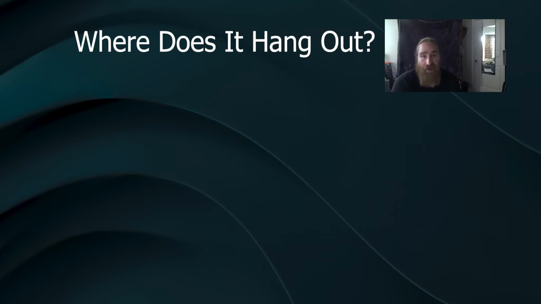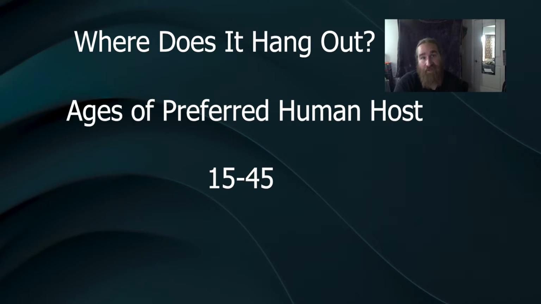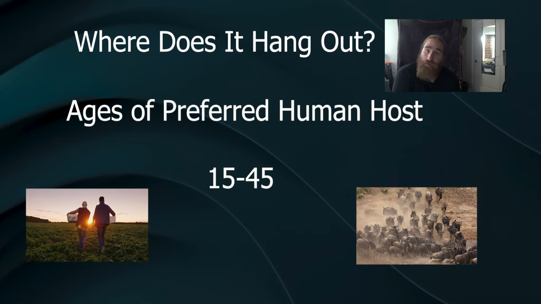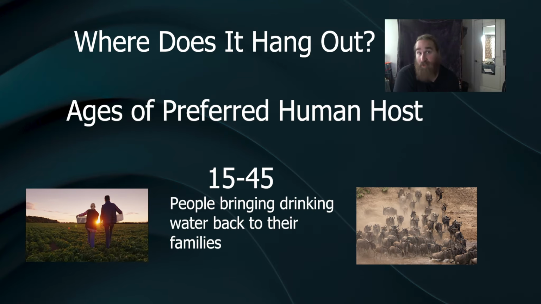And when it comes to the demographics surrounding the guinea worm's preferred human host, it would seem that the guinea worm is something of a picky parasite. Only this isn't just some kid that doesn't like his vegetables. The age range of the preferred human host for the guinea worm appears to be between 15 and 45, and the guinea worm seems to predominantly infect farmers, animal herders, and individuals bringing drinking water back to their families.